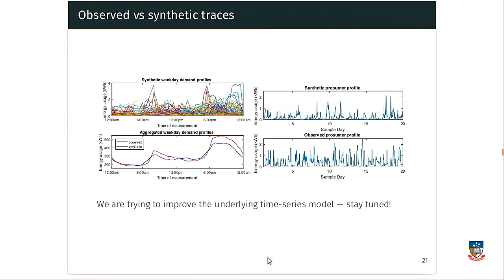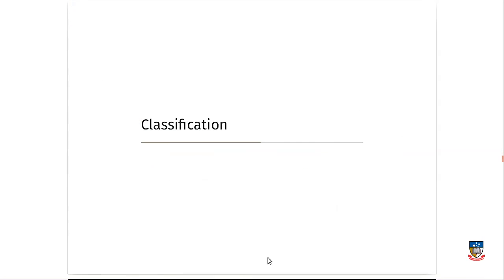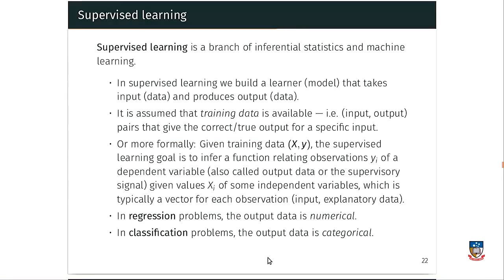Okay, so we will get into classification now. That was all I was going to say on clustering. Classification is a branch of supervised learning. We were doing clustering before, that was unsupervised learning. So now, big picture, we're switching focus to supervised learning and in particular classification. Supervised learning is a branch of inferential statistics and machine learning where we have training data. We have the inputs and the outputs. The two big branches of supervised learning are regression and classification.